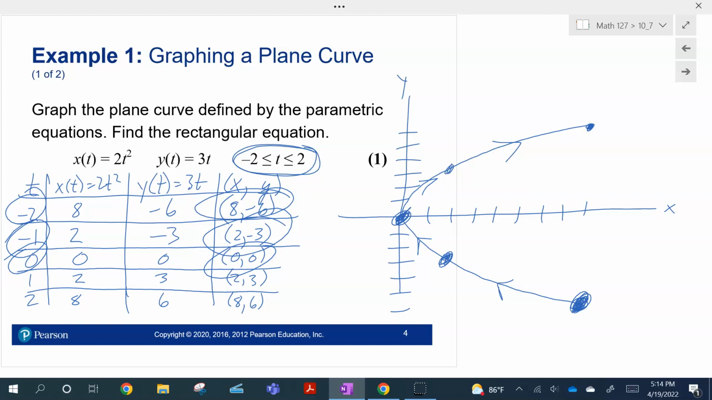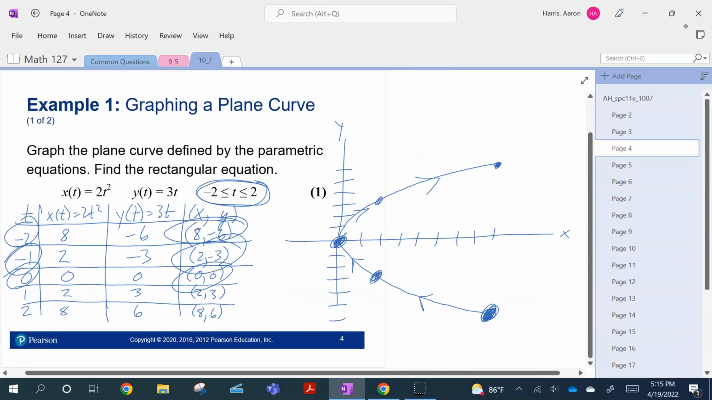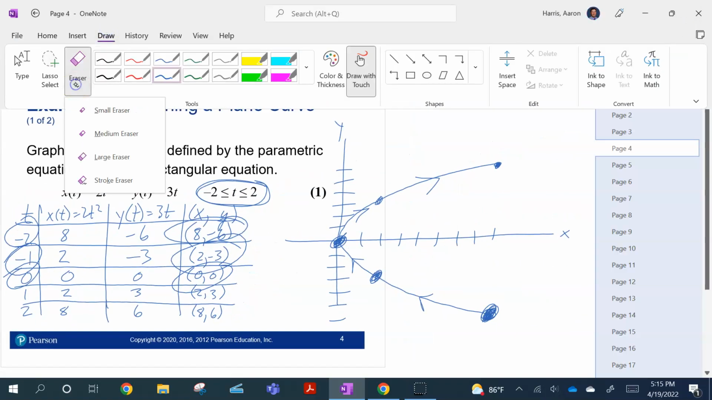Now I also asked that we find the rectangular equation for this, and to do that, we want to write the equation the same as what we graphed, but without the variable t. Since we have x equals 2t squared and y equals 3t, what I'm going to do is erase this again. Sorry, I need to get some room.